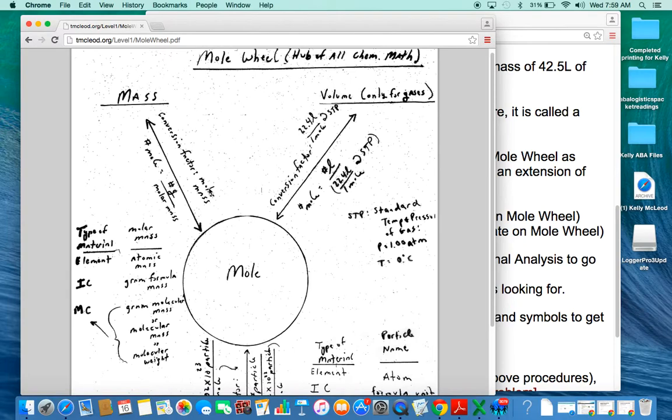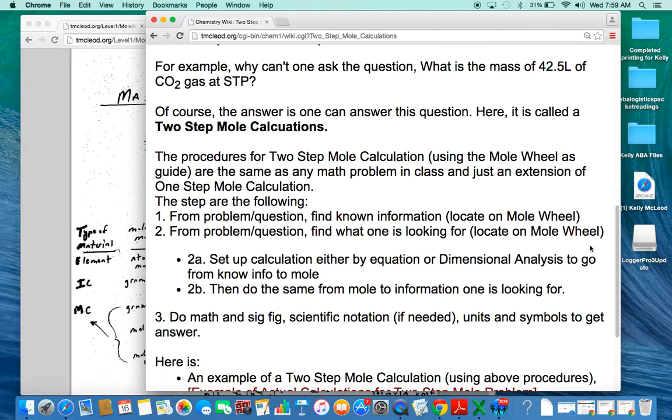Whenever you do a mass conversion, if you ever use the mass, you're going to have to find the molar mass of the substance. So that's kind of what we're going to be doing. I need to go get the example again. So that's what this is saying.